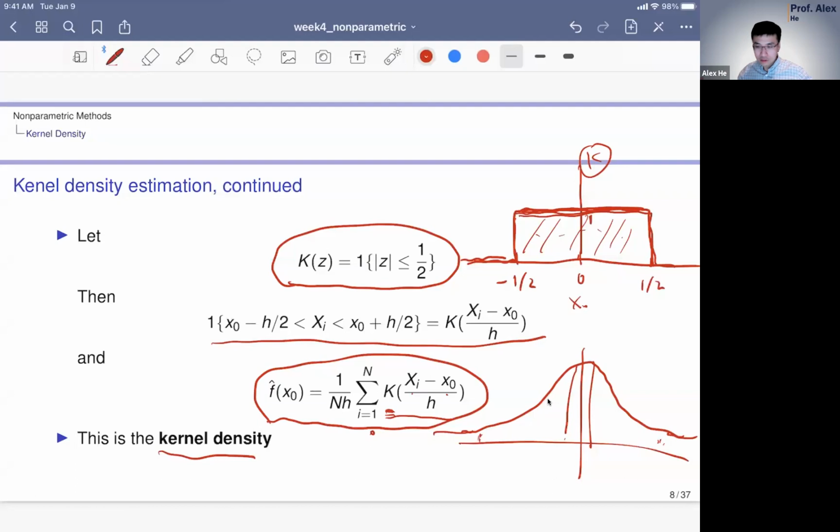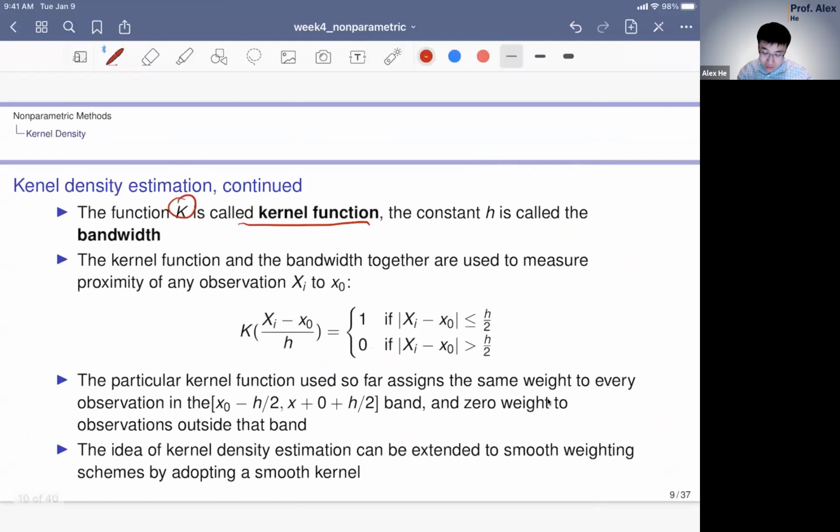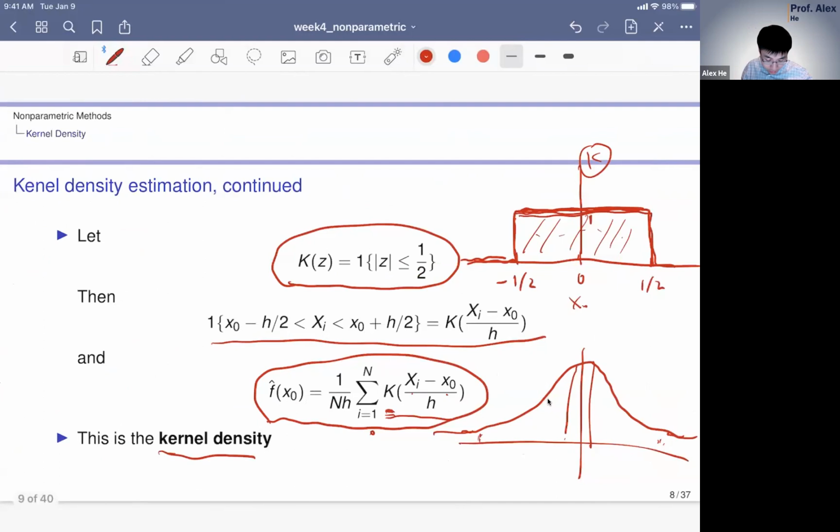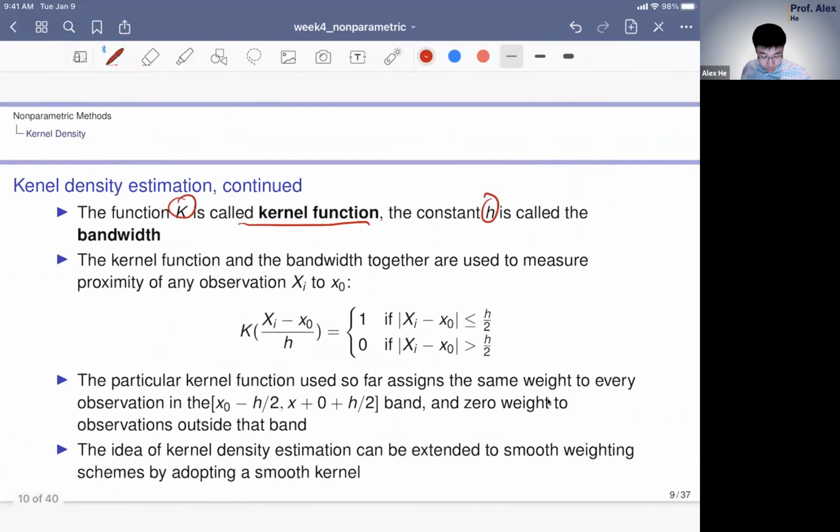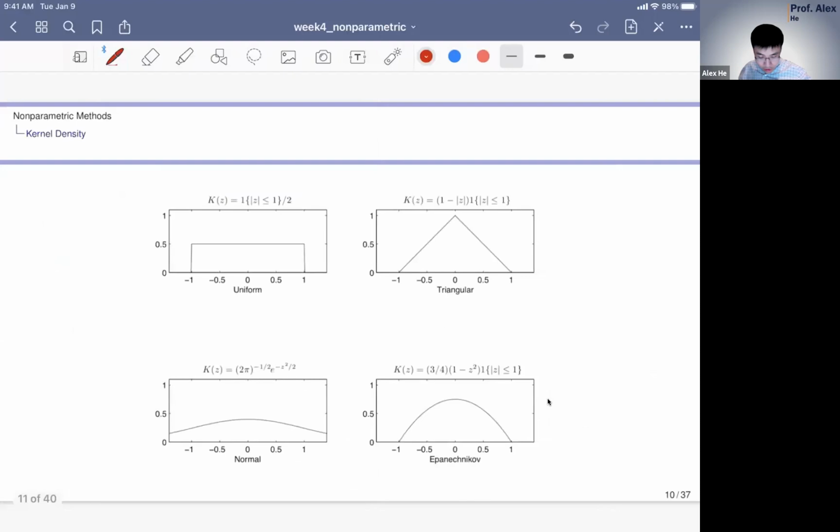So that's the kernel function. And the important thing, h, is the bandwidth. These are the only two things you need to estimate the kernel density. This function right here is the kernel density, and when you plot it, it will look like a smooth version of the histogram. Here are some examples of k. You can do equal weight, like what we talked about, or this one here is a normal, and this one is a triangular, where you give the most weight to the ones that are closer, and less weight to things that are further away. And this is another one.